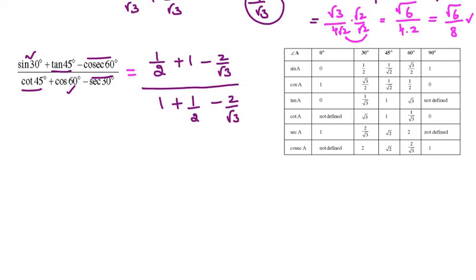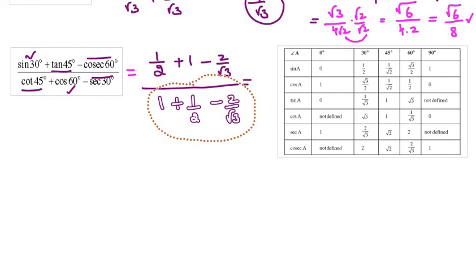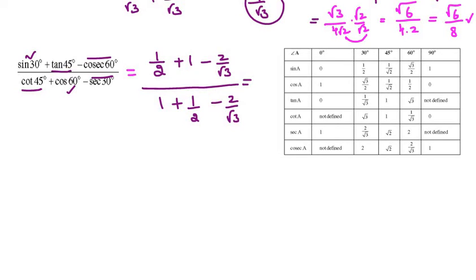If you observe the numerator and denominator carefully, the numerator is 1 by 2 plus 1 minus 2 by root 3. The denominator is also 1 plus 1 by 2 minus 2 by root 3. So the numerator and denominator here are the same. So whenever the numerator and denominator are the same, if you simplify, you will get 1. And this is about the third part.